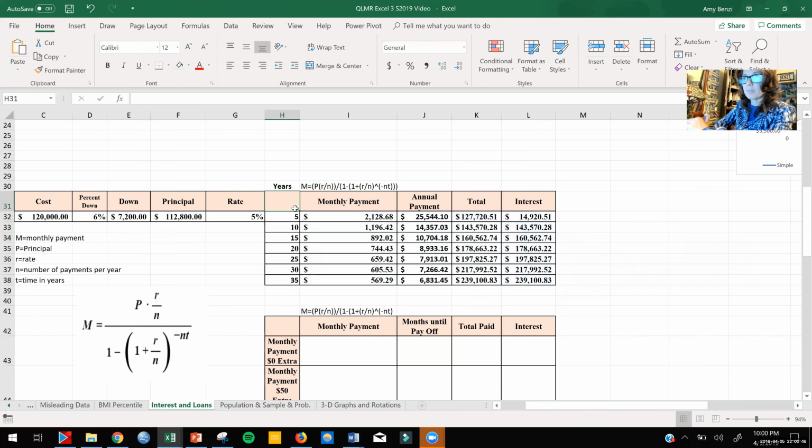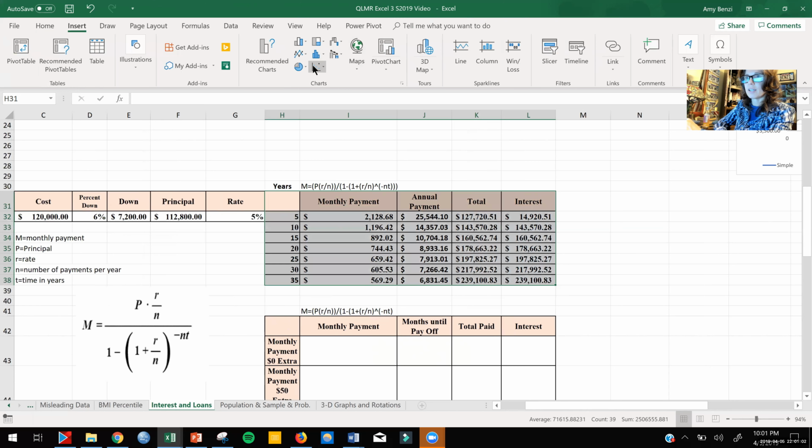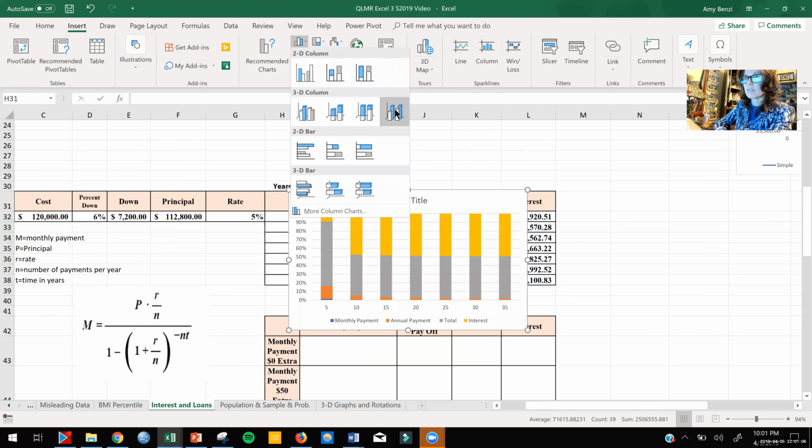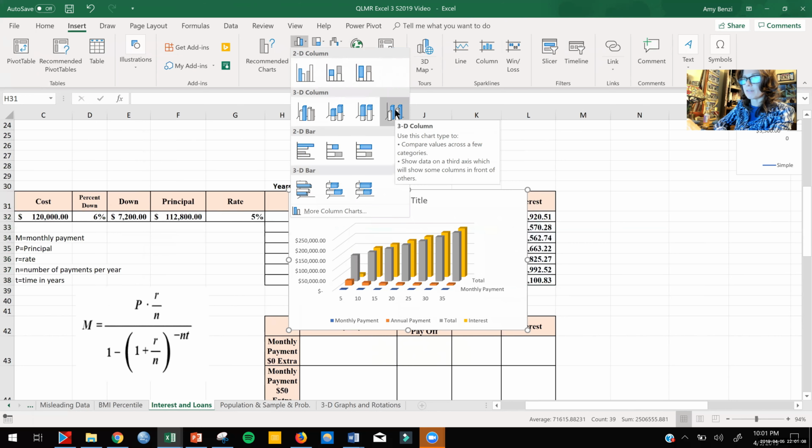All right, I did have some trouble when I labeled my years inside of this peach cell right here. It gave me a little trouble. So I left that blank, and then it worked for me. So I am going to go ahead and select all of this data and insert a 3D column graph.